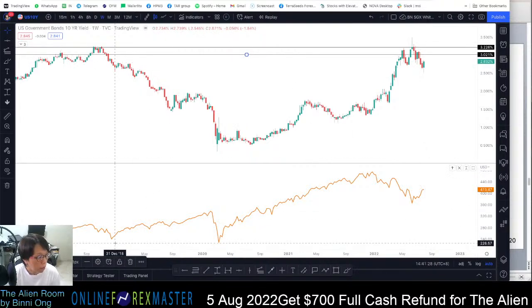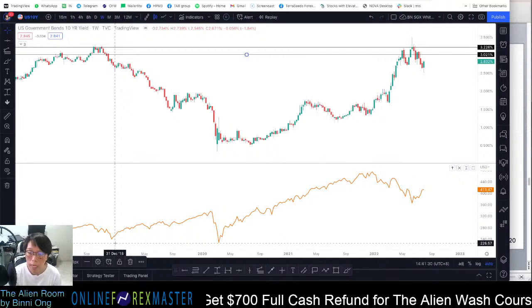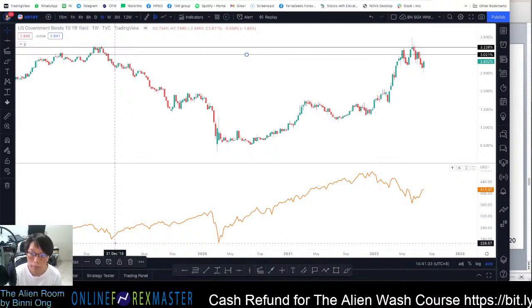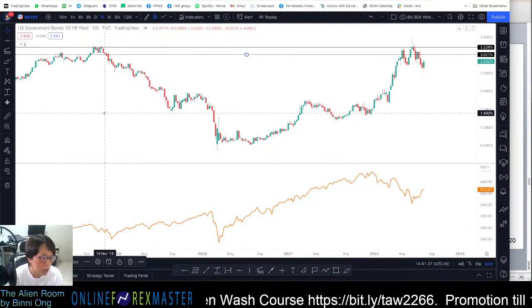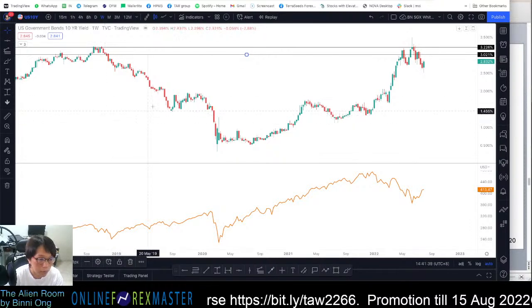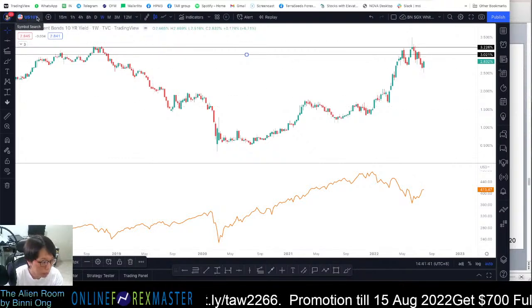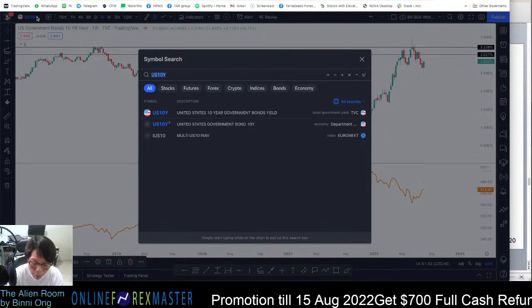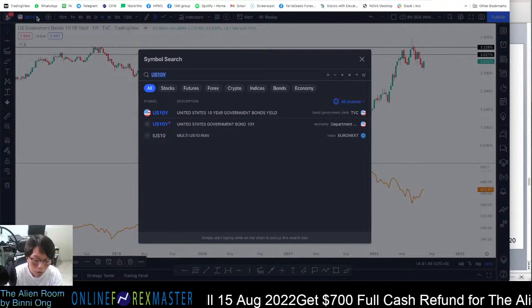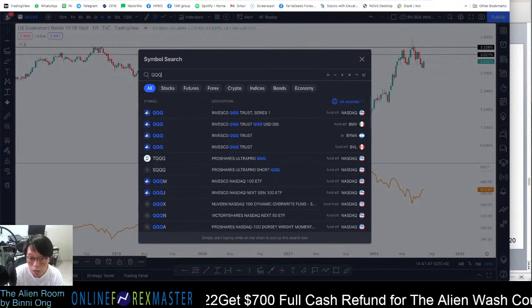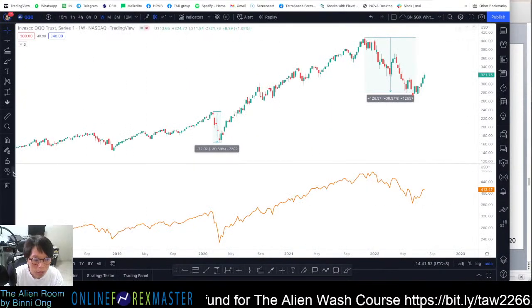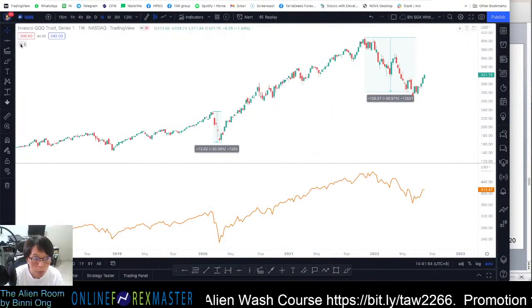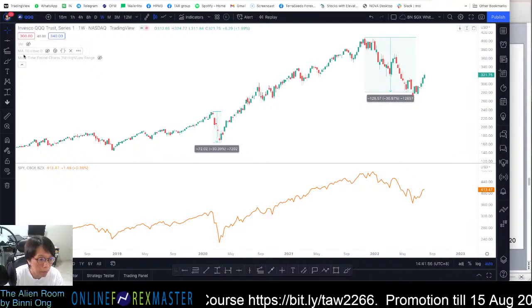Now, I just want to know whether there are any questions before I proceed, because I'm just going to move away from this particular chart. Okay, no more? Good. If you do have any, let me know. I'm just going to show you one more chart, which is QQQ. This is just going to remove my slides already.